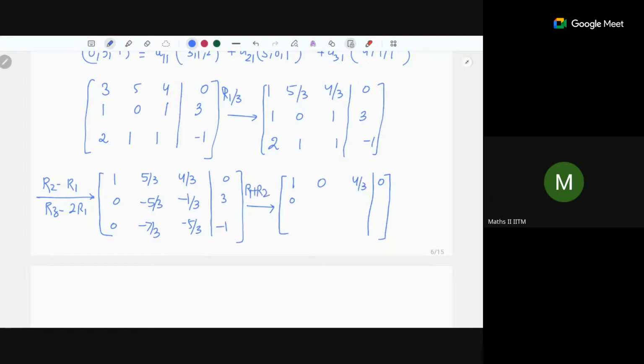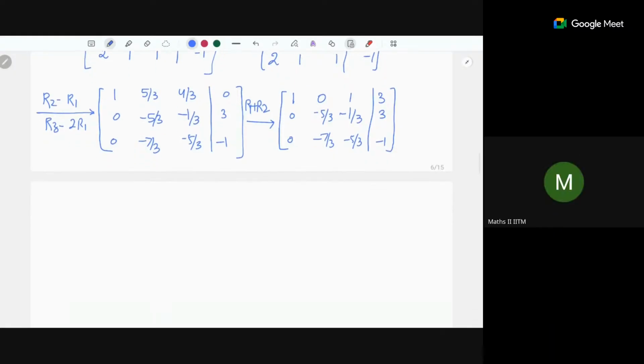So you will get 0 over here, and then you will get 1, and then you will get 3 here. And then 5 by 3 minus 1 by 3, 5 by 3, 1 by 3, 3, 0 minus 7 by 3, so 1, minus 1 by 3.